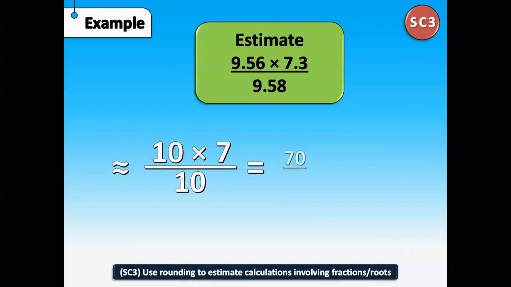Then we can work out 10 times 7 is 70. And then we need to divide that by 10. So 70 divided by 10 is 7. So an estimated answer is 7.